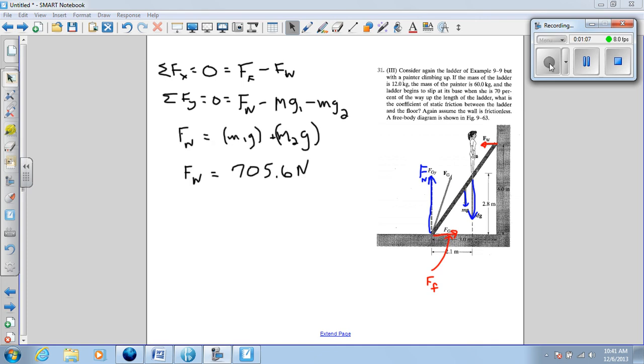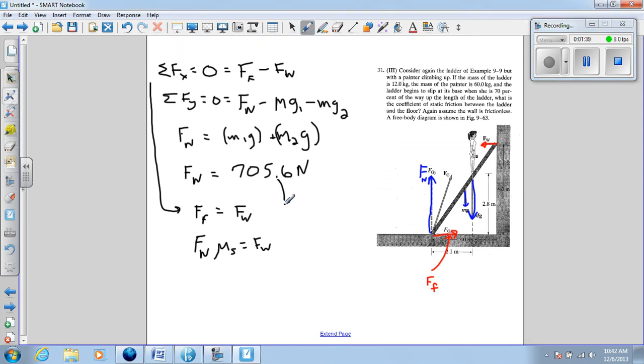So let's do that. I'll move this over here. The force normal will equal these two weights: the mass of 12 kilograms times 9.8, plus the mass of 60 times 9.8. So the force normal up from the floor is 705.6 newtons. All right, let's go back to Fx and solve it. The force of friction must equal the force of the wall. Remember that Ff equals Fn mu, and now we know Fn. So we can plug in Fn right there. Now we need to find the force of this wall to determine mu, which is what the problem wants to know.